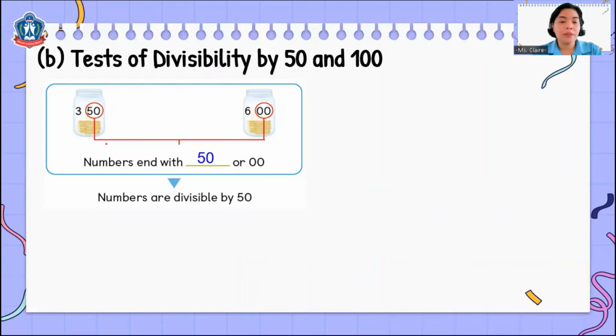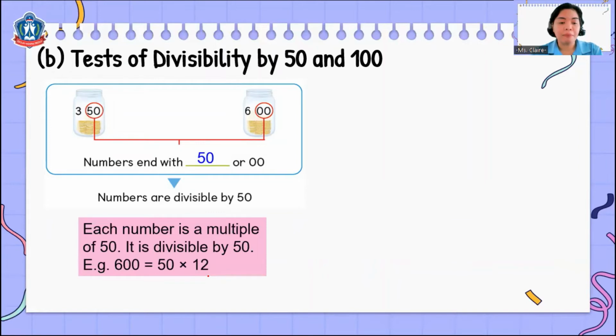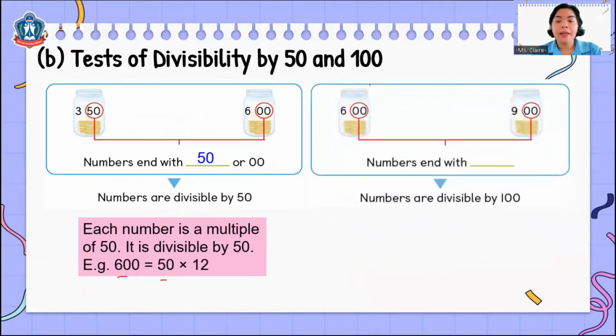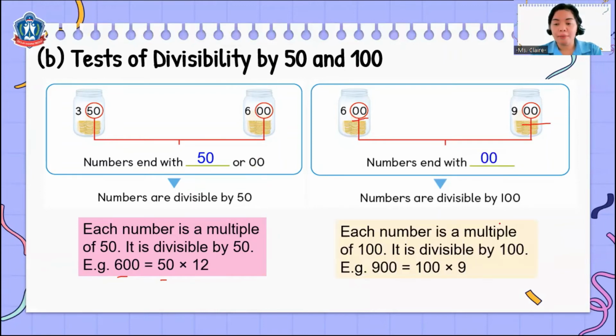Numbers that end with 50 or double zero are divisible by 50. Each number is also a multiple of 50 because 600 is equal to 50 times 12. Now, a number that ends with double zero is divisible by 100. They are also multiples of 100. Example, 900. 900 is equal to 100 times 9.